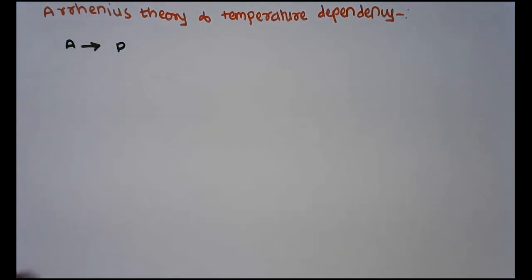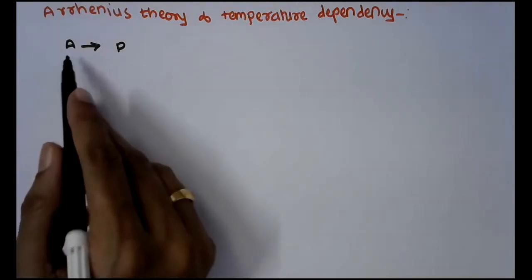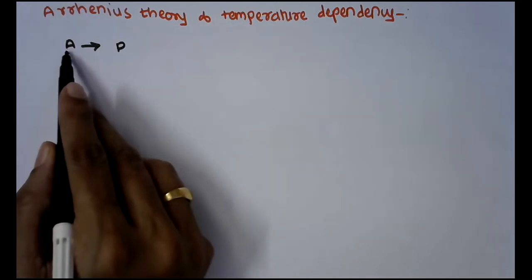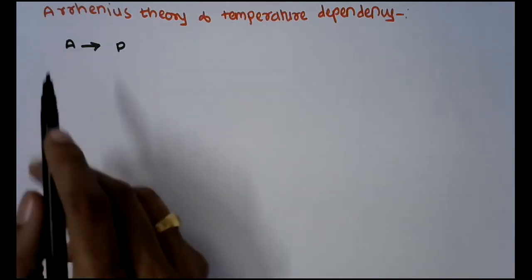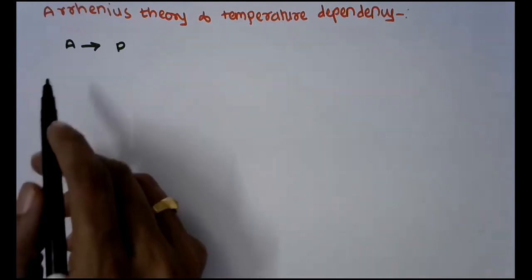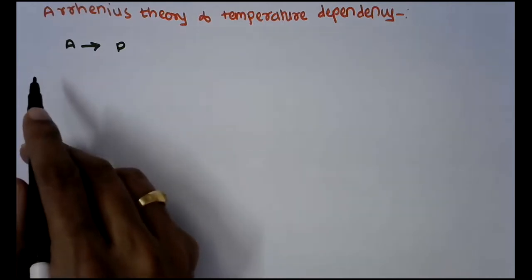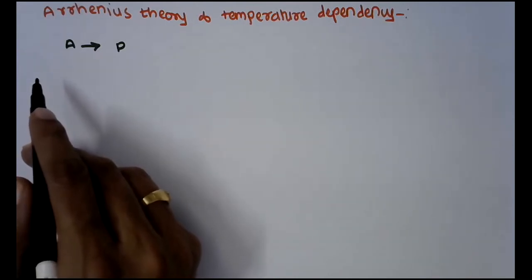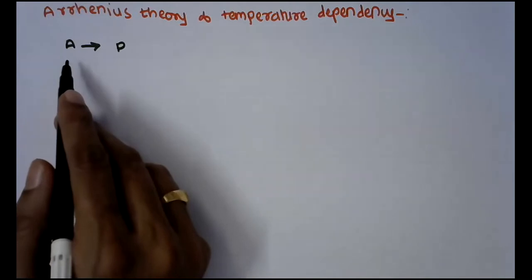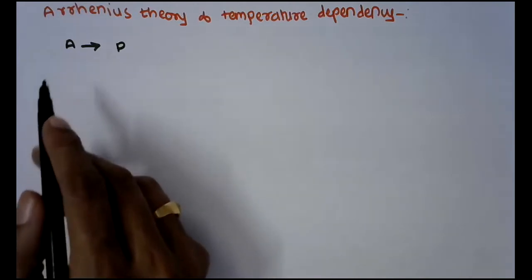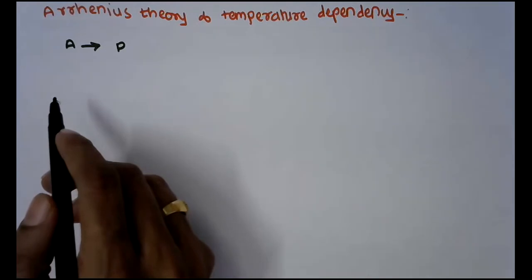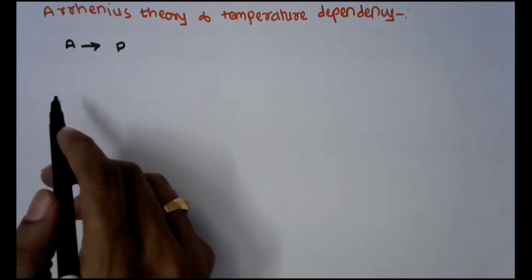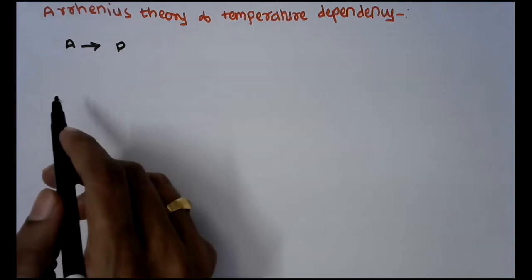Now, the rate at which this reactant A will be converted into P is the function of concentration of reactant A and the temperature. Now, suppose if we assume concentration of reactant A constant, and if we carry out the reaction or experimental trial at a different temperature, then the ratio of rate constant will provide the information about accelerating effect of temperature.